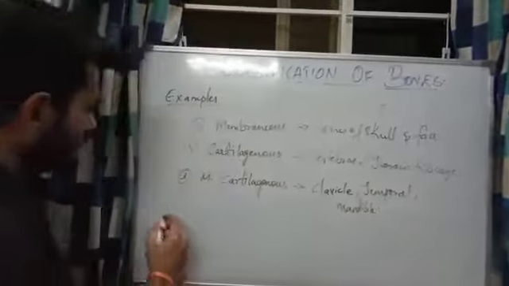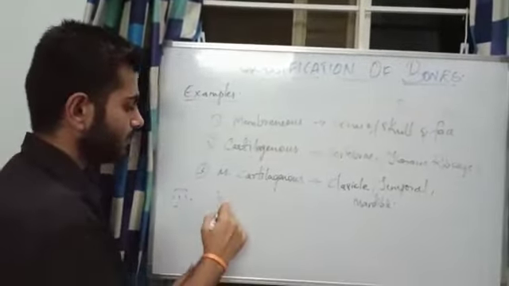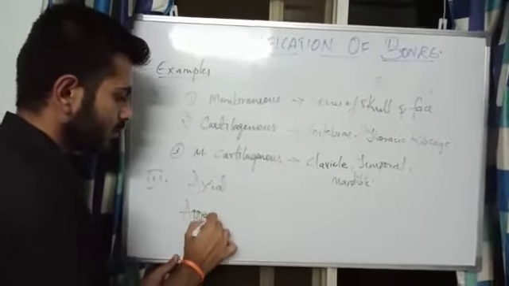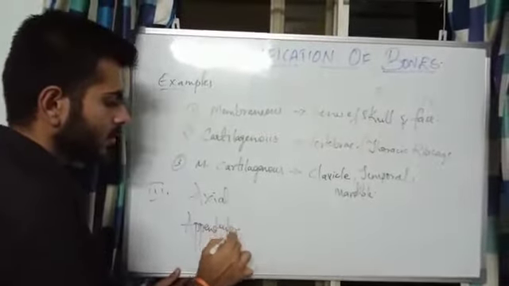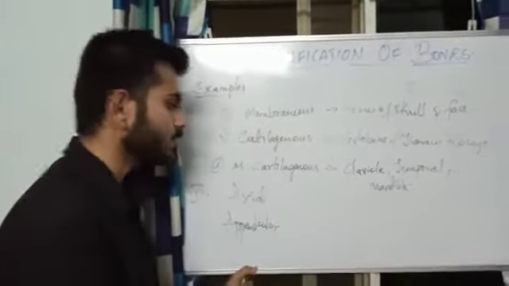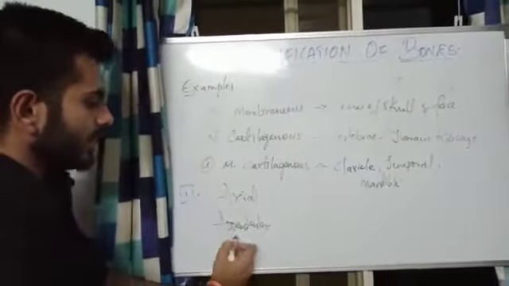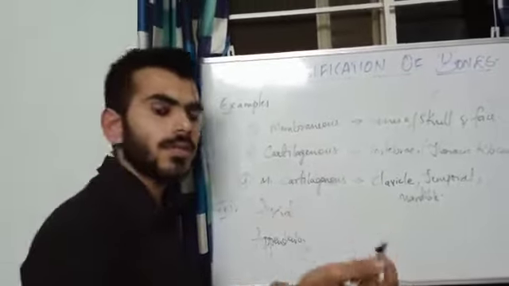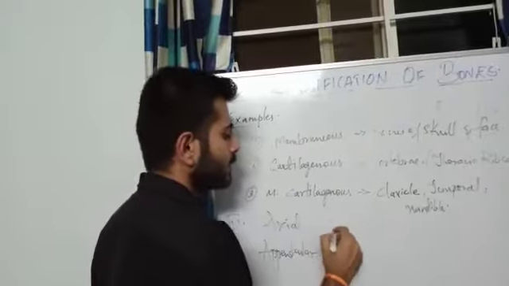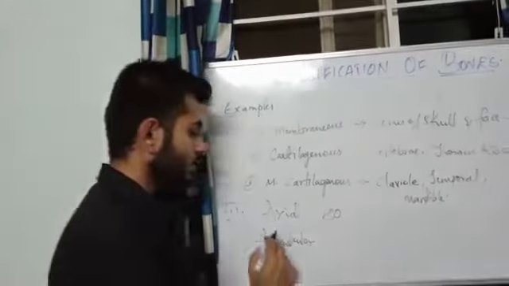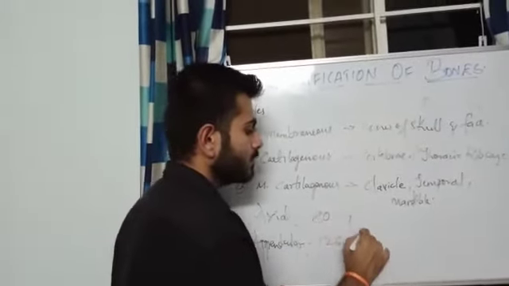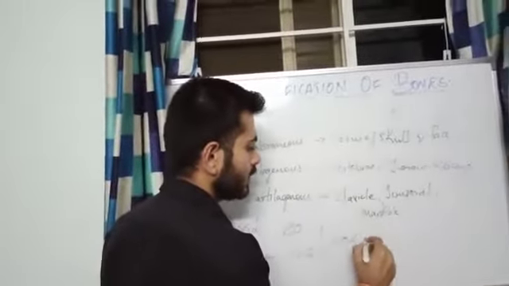Coming on to the third classification, we have discussed the axial and the appendicular. Again, the axial skeleton is nothing but the bones which are present in the center of the body, and the appendicular bones are nothing but the upper limbs and the lower limbs. So the axial skeleton consists of around 80 bones, and the appendicular skeleton consists of about 126 bones, which in total is 206 bones in the whole body.